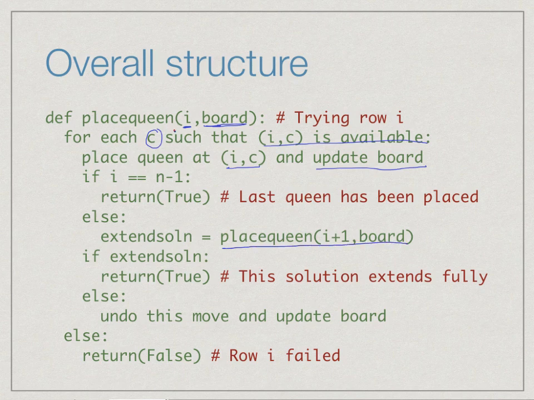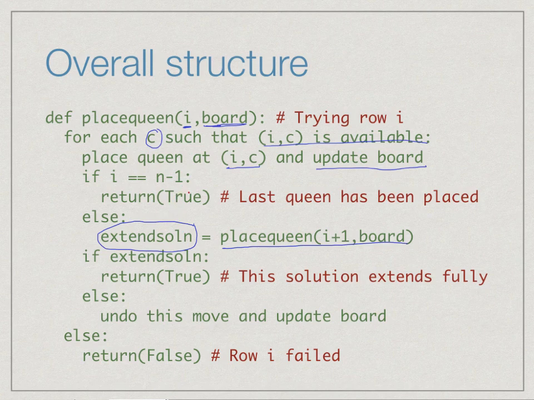So we recursively call this function, incrementing the row to I plus 1 with the updated board which we have just put. And this will return true or false depending on whether it succeeds or not. So we record its return value in the name extend solution. So depending on whether this succeeds or not, we check if extend solution is true, that is, the current position reached the end. Now when would it be true? If it succeeded in going all the way to level n minus 1 and n minus 1 returns true.